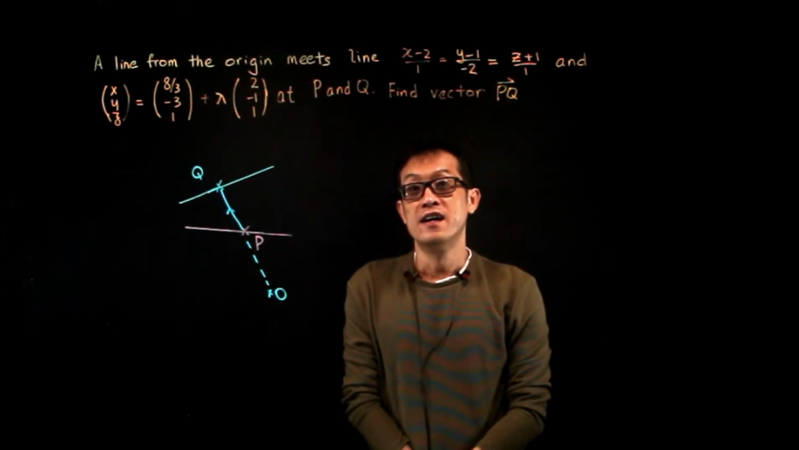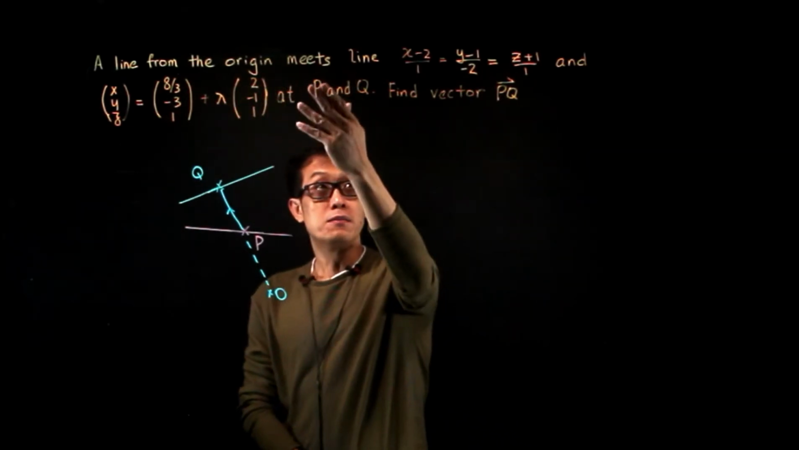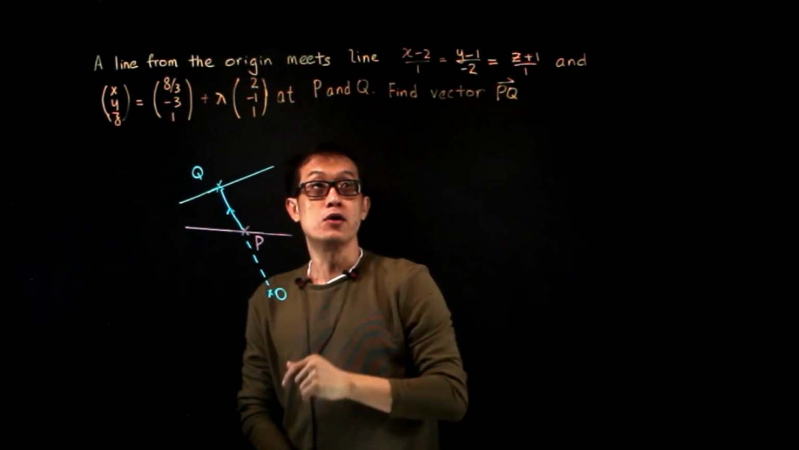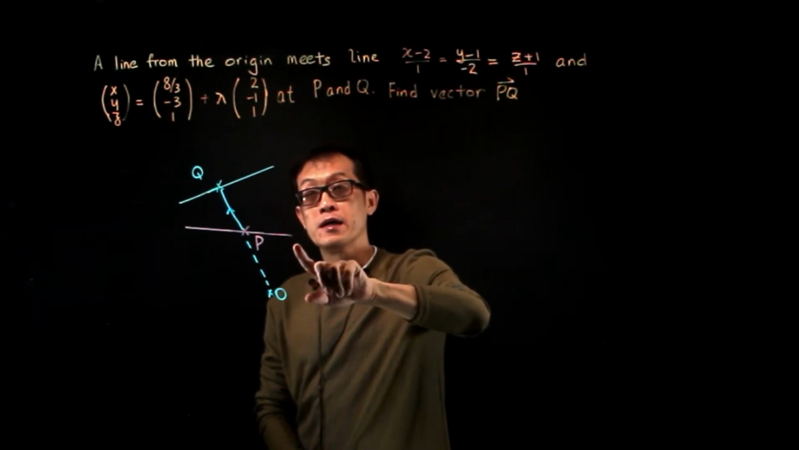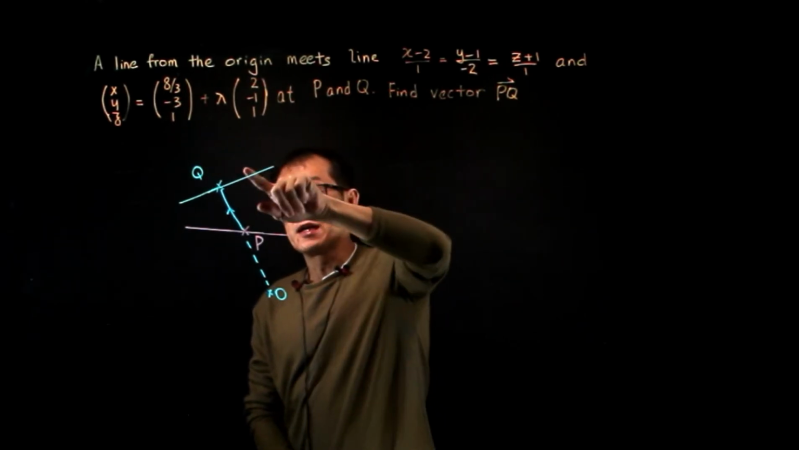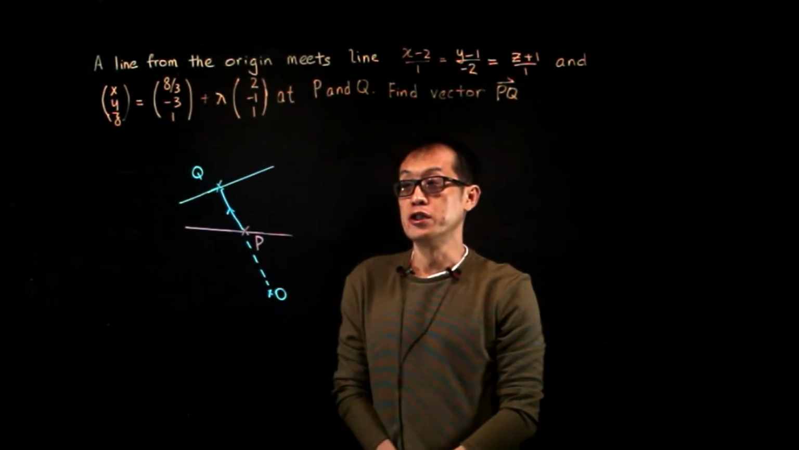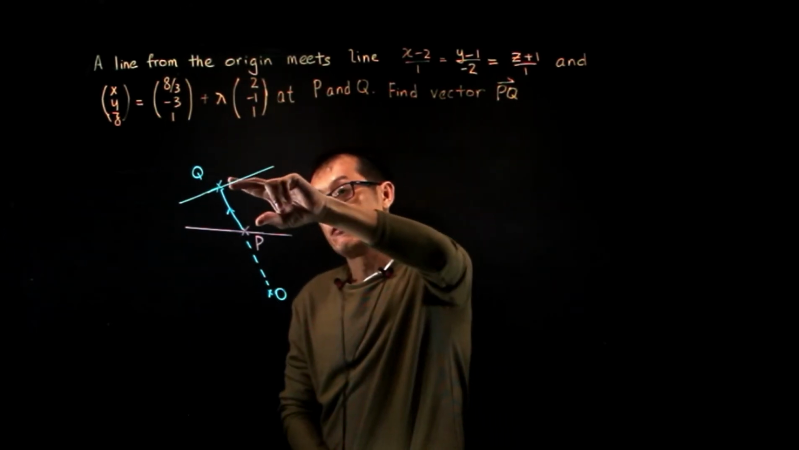Hi, a line from the origin meets these two lines at P and Q. Now this line is represented by the pink and this is represented by the blue line, and this is the origin. You are supposed to find vector PQ.